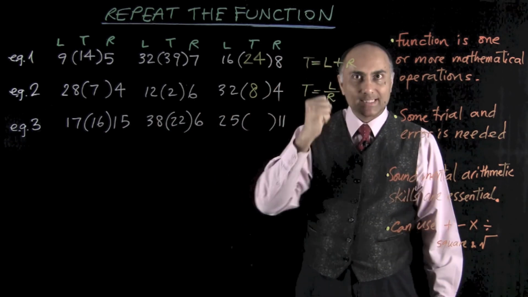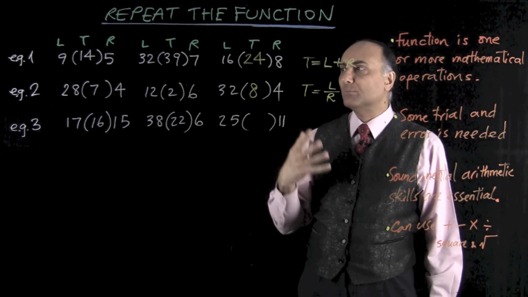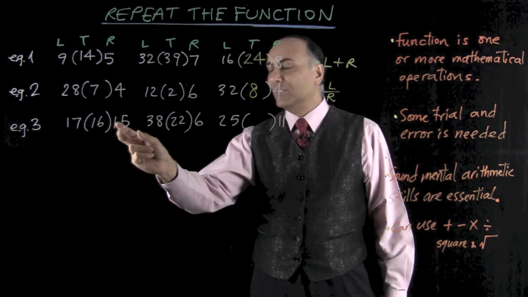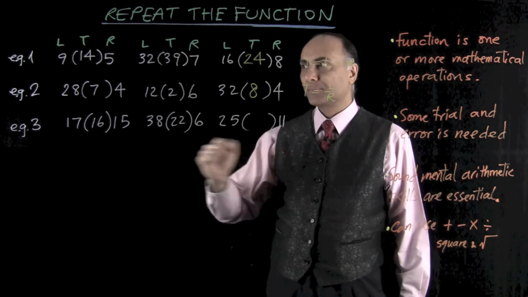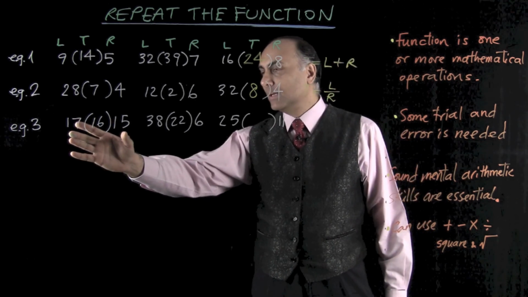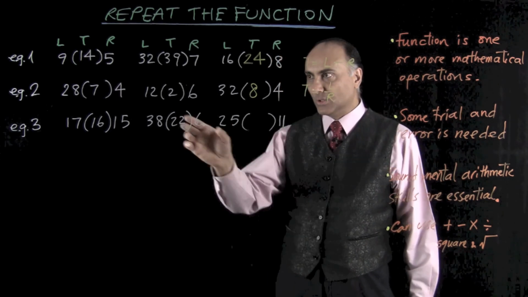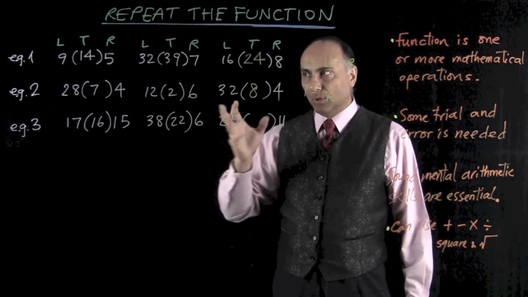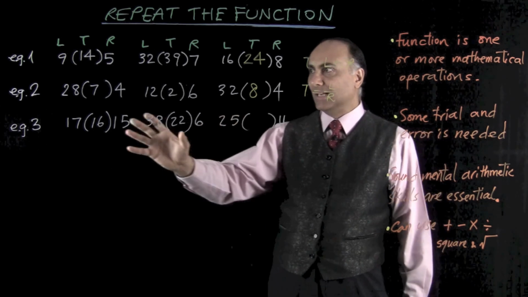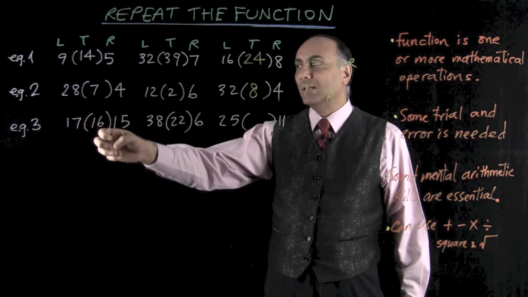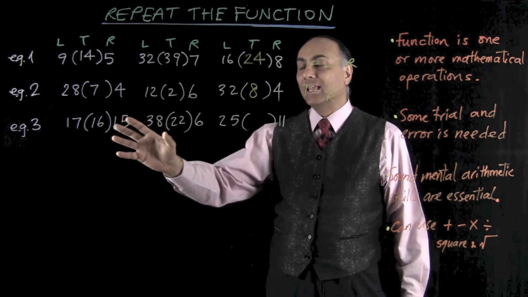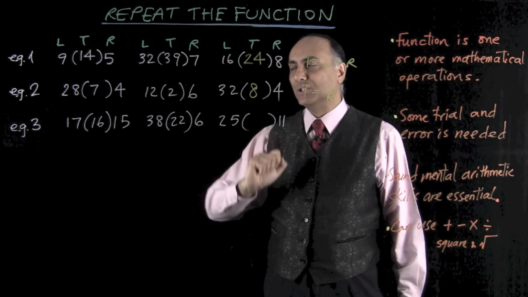So I would tend to think subtract when I see that. I would try subtract first. 17 take away 15 is only 2. So that doesn't work here. And 38 take away 6 would have been 32, which is nowhere near where I want to be. So a single operation isn't going to work here. So straight away I can see that I'm going to need 2 operations.